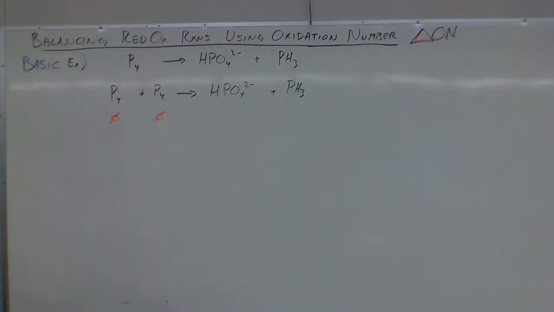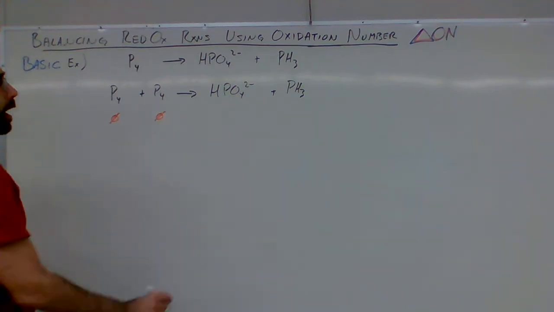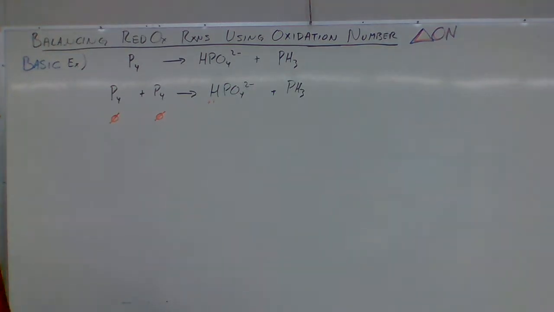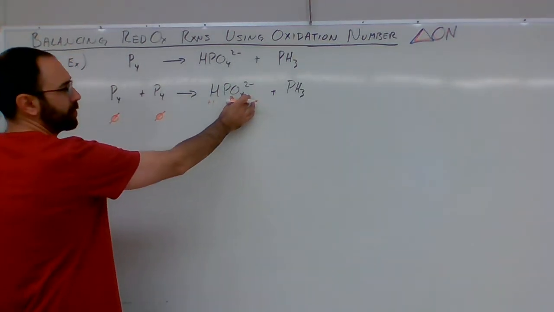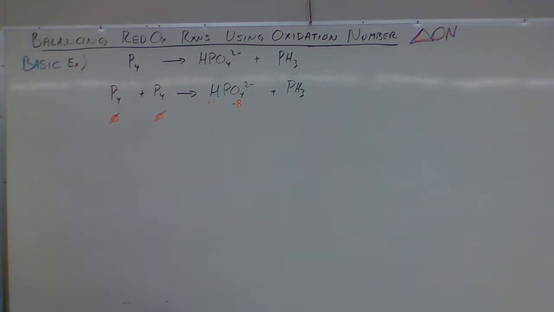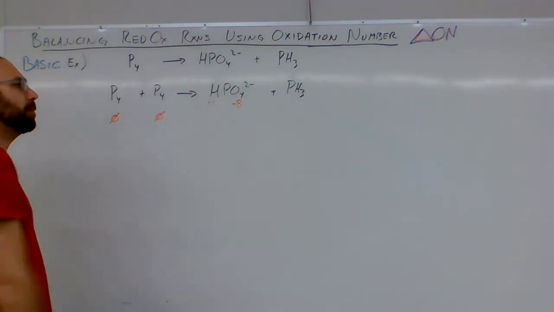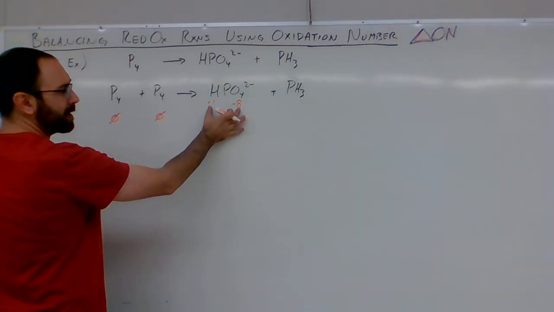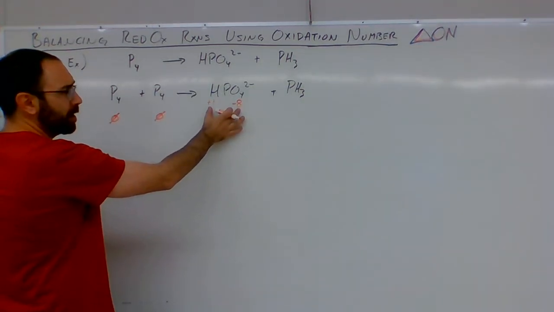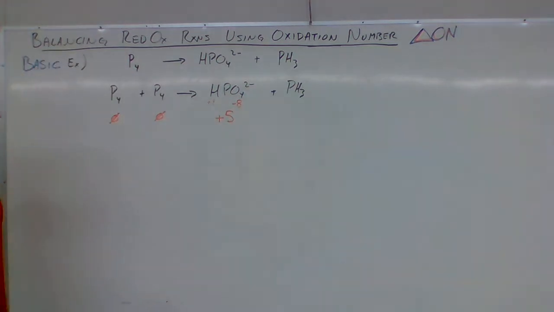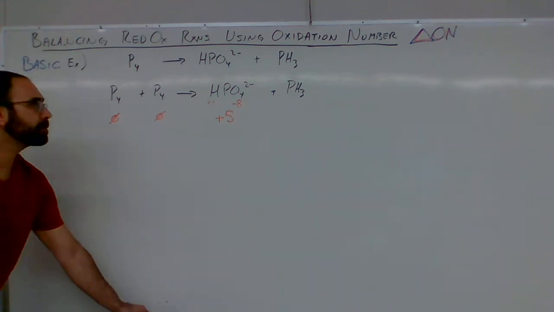We can then look at this one here. Remembering that hydrogens are a +1 unless they are a metal hydride, and our oxygens are a -2. So 4 times -2 gives me a -8. This entire polyatomic ion has to have a -2 charge. I currently have a -7. So to balance out this -2 means my phosphorus must have a +5 charge in this species.